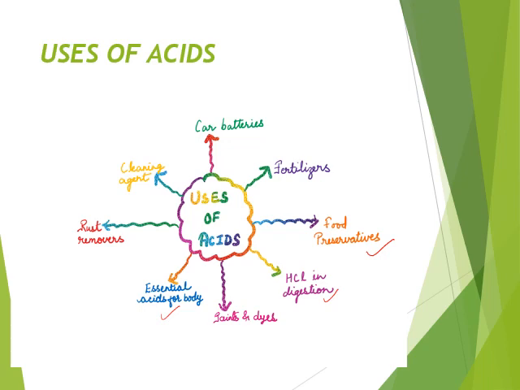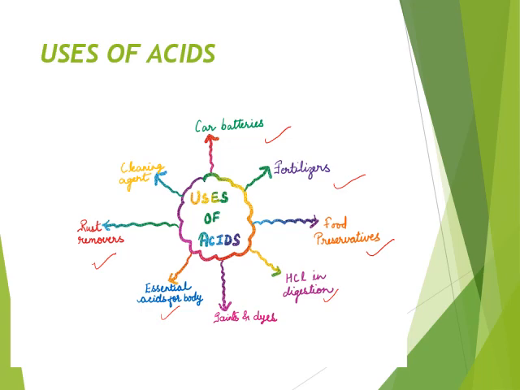For example, acetic acid is added to pickles to give them a sour flavor and for preservation. And if you remember, we were getting acetic acid from vinegar. Acids act as rust removers. Steel used in the construction of buildings is treated with acid before painting. Then sulfuric acid is used in car batteries. Acids like sulfuric acid and nitric acid are used for manufacturing fertilizers in agriculture.